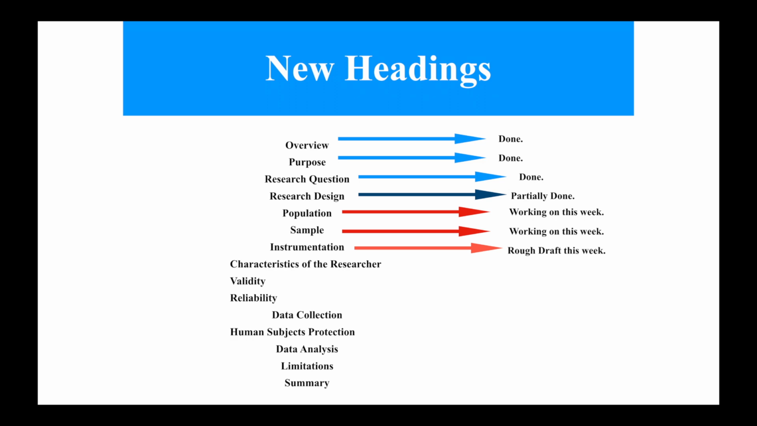So as far as rough draft goes, the overview paragraph, you've done the initial paragraph. Purpose, you've written that. Research question, you've done that. Research design, you started, partially done. So this week we're going to work on population, sample, and instrumentation. So those are the new headers.